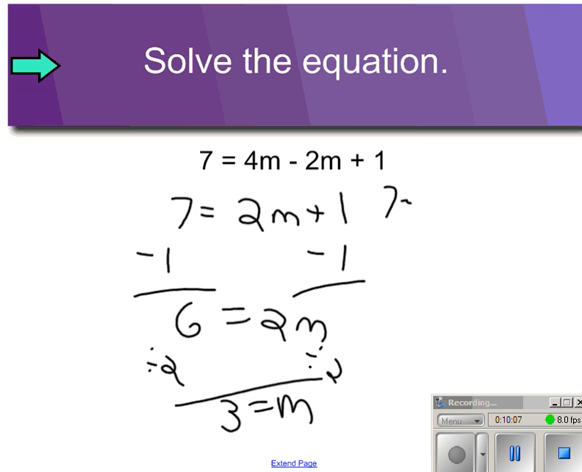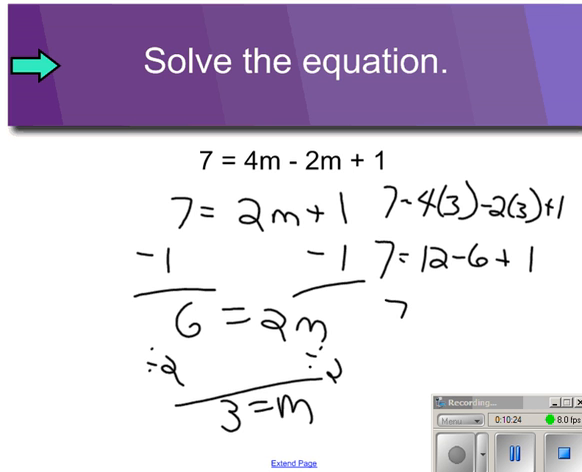7 equals 4 times 3, not plus, minus 2 times 3 plus 1. 7 equals 12 minus 6 plus 1. 7 equals 6 plus 1. 7 equals 7. Check.